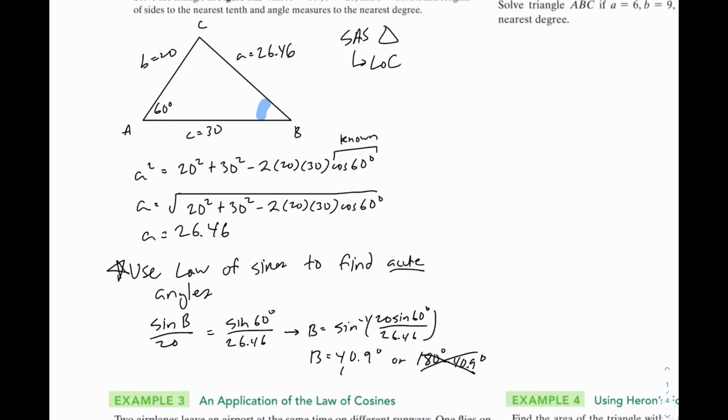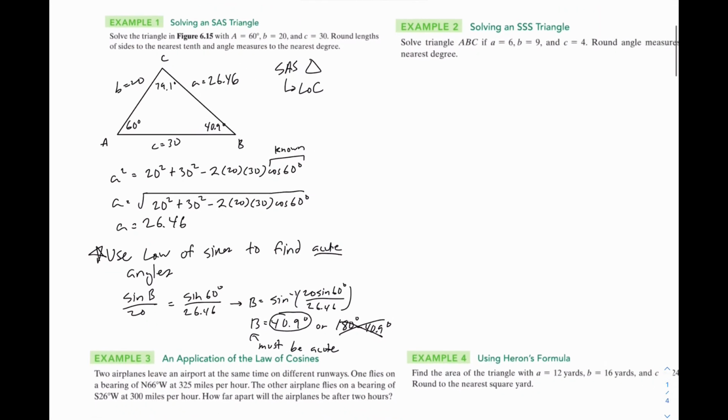So I should put a note on B. Must be acute. So it couldn't be obtuse, which is why, again, this step is so important. So now we can fill that in. 40.9, which means the final one must be 79.1. And we're done. Now let's go to our next one.